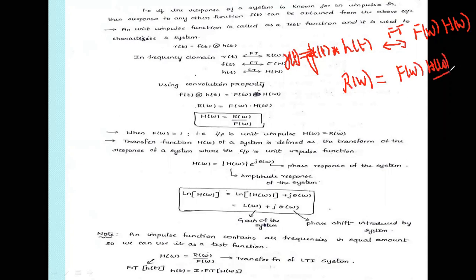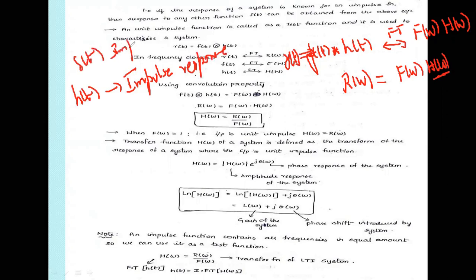So what is h of omega? The impulse response is h of t. You can call it the impulse response, remember, very good. And delta of t is the impulse signal.